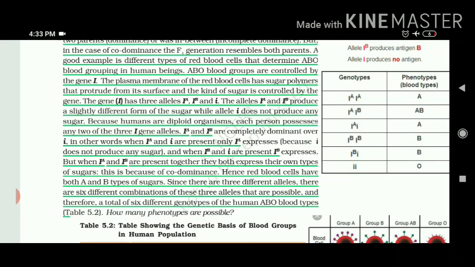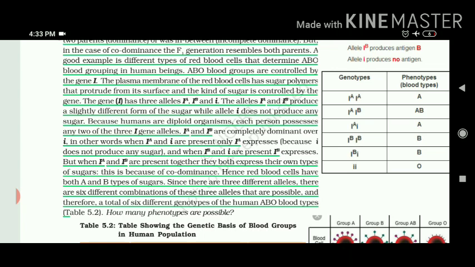But when small i comes with capital IA, they show A blood group, and when both capital IA and capital IA come together, they also show A blood group. It means capital IA and capital IB are dominant over small i, but when both dominant ones come together, they show a combined effect. There is no in between. They show neither A blood group nor B blood group, but a new blood group, that is AB blood group. So this is very important.